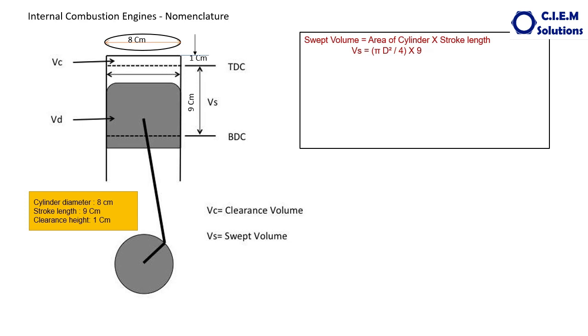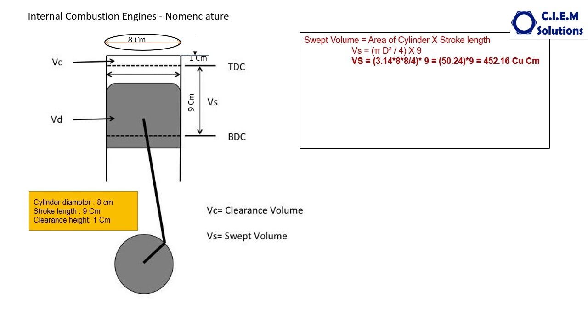Vs is the swept volume. The formula for the area of the cylinder is pi d square by 4. Pi is 3.14 standard, multiplied by diameter 8, again multiplied by diameter. The product of this completely divided by 4. Again the result is multiplied with the stroke length, which comes to 50.24 multiplied by 9, which comes to 452.16 cubic centimeters. This is this particular cylinder's swept volume.